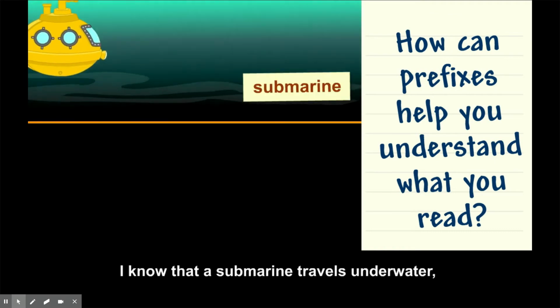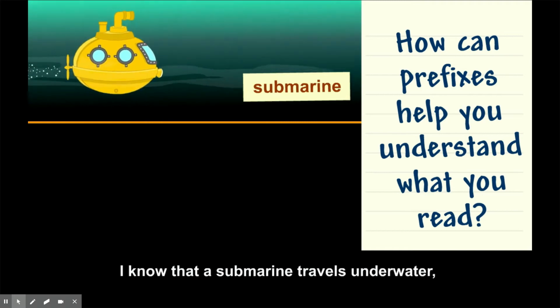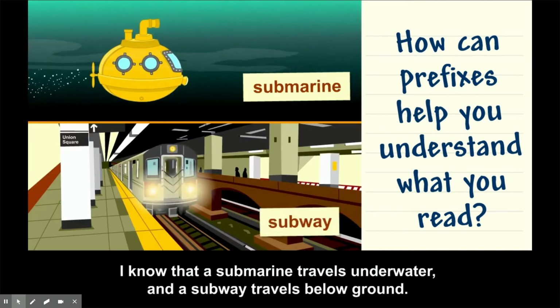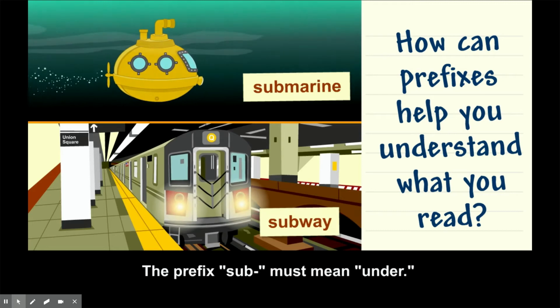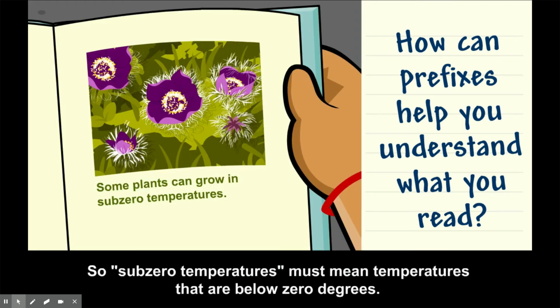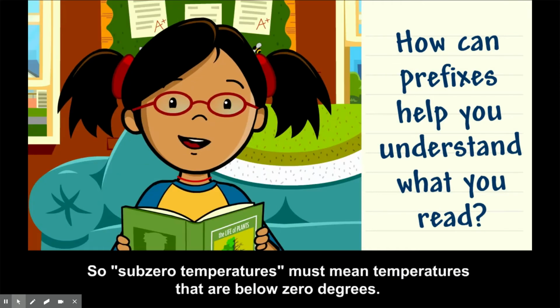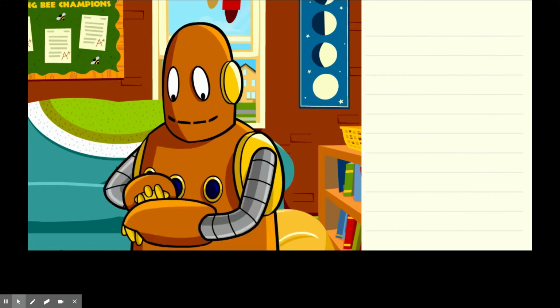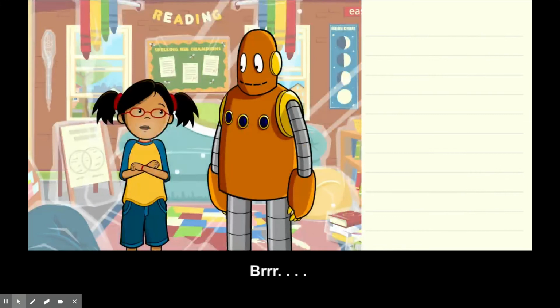I know that a submarine travels underwater, and a subway travels below ground. The prefix sub must mean under. So sub-zero temperatures must mean temperatures that are below 0 degrees. Brr.